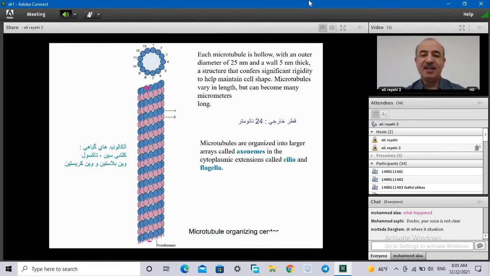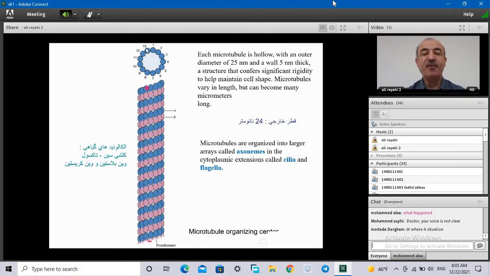The first structure is the microtubule. Look at here, this is the microtubule. Each microtubule is a hollow tube, or microtube, okay? It's hollow with an outer diameter of 25 nanometers. That means this diameter is in nanometers. Each microtubule has two ends, a plus end and a minus end.